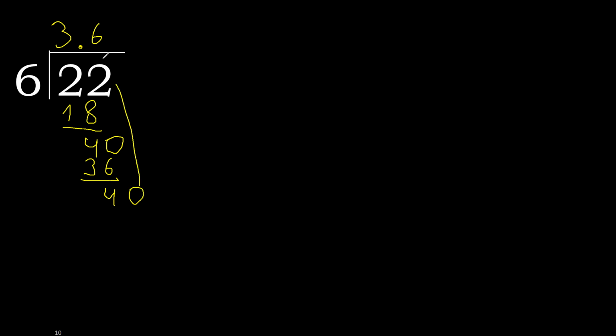Point is here, 0.40. 6 multiplied by 6, 36. Okay, 6 multiplied by 6 is 36, like this, okay? 40 minus 36 is 4.